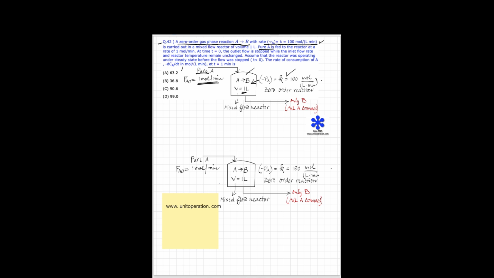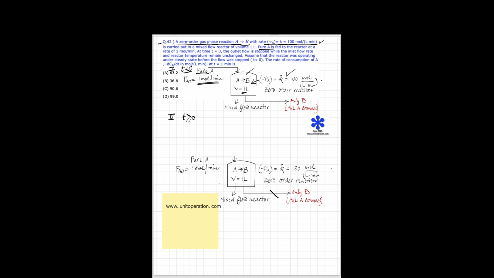So this problem is in two parts. First, time t less than or equal to 0. This is what is happening. The second part is at time t greater than or equal to 0. At time t greater than 0, the outlet flow is stopped. So what happens? This outlet flow is stopped.